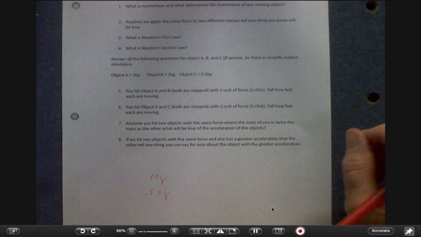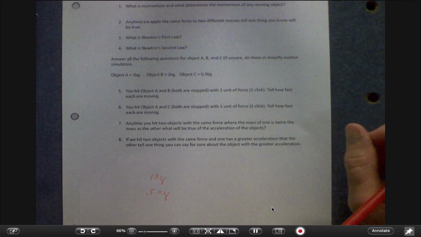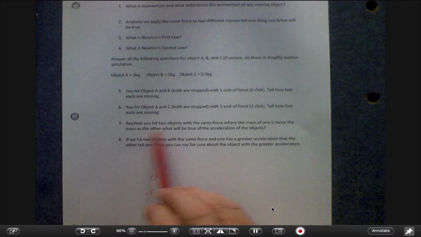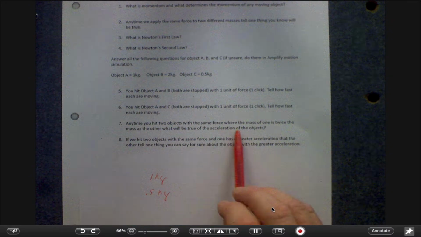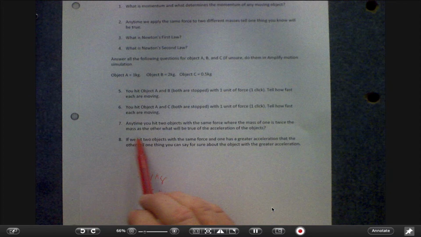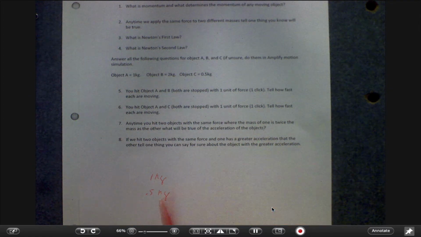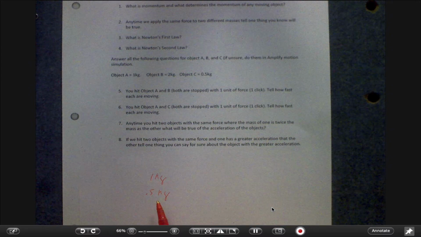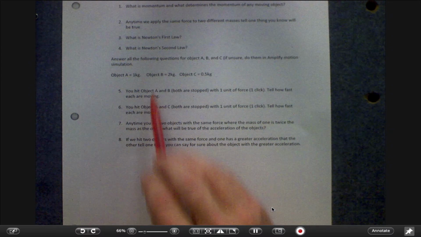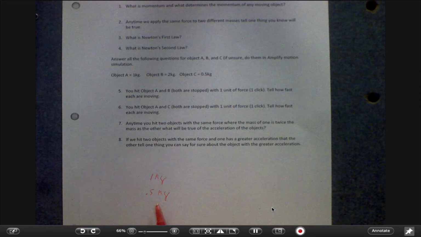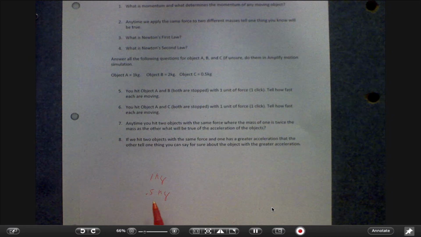The first one is where we were at, which everybody had a pretty easy time with, but I just wanted to point out question 7. It says, anytime you hit two objects with the same force where one mass is twice the other, what will be true about its acceleration? A lot of people just said the less massive one will have a greater acceleration, which is true. But you can be even more accurate than that. You can say the one that's half the mass will have double the acceleration.